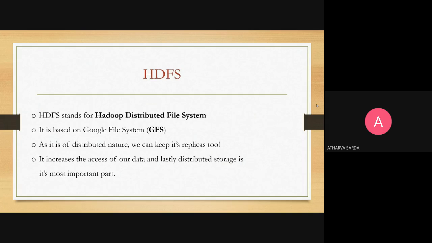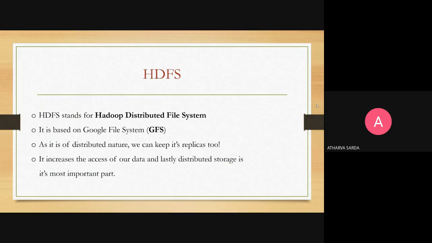See, what do we mean by file system? It is used to store files. But here it is not just a file system. It is a Hadoop distributed file system. So we can distribute the Hadoop data and store it as we want. Also, we can keep its replicas too, in case, unfortunately, we lose some data. So the data replicas can also be kept in Hadoop so that after losing the data, we can use its replicas. It increases the access to our data.